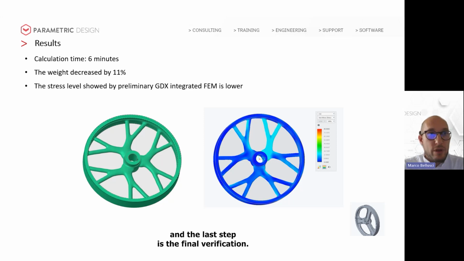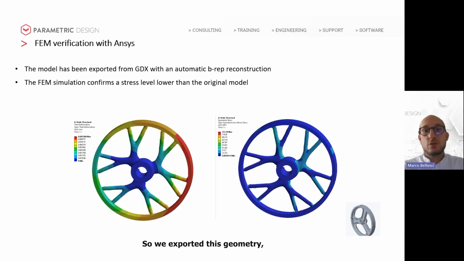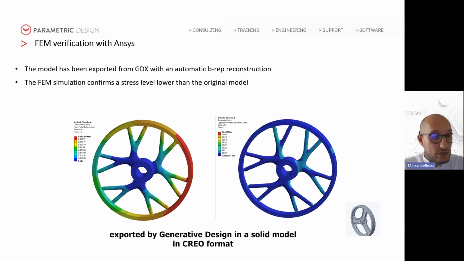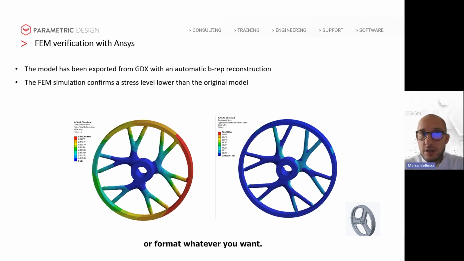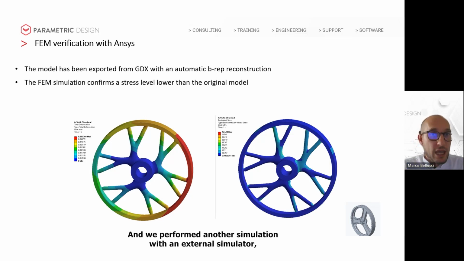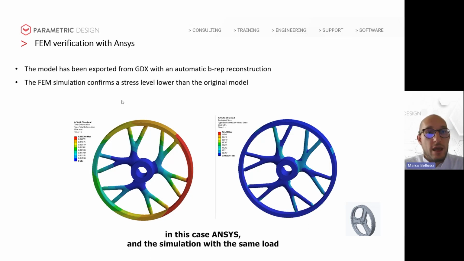And the last step was final verification. So we exported this geometry. This geometry is automatically exported by generative design as a solid model, in Creo format, STEP format, whatever you want. And we performed another simulation with an external simulator, in this case, ANSYS. And the simulation with the same load and constraint and the same material confirms that the stress level is lower than the original.